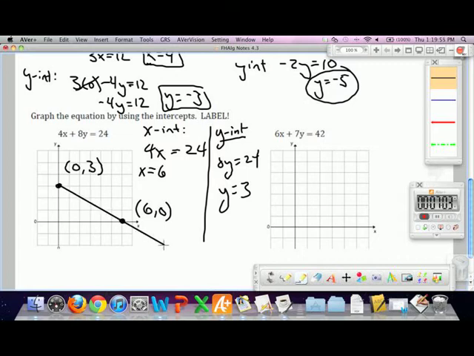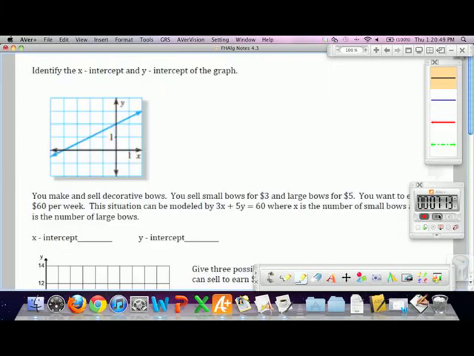Voila. Got a line. Let's identify, if I ask you to identify the x and y intercepts, so let's point to where they're at, and we'll write the coordinates down. Where is the x-intercept? Where would you look on a graph to find the x-intercept? On the x-axis here. So our x-intercept is here.